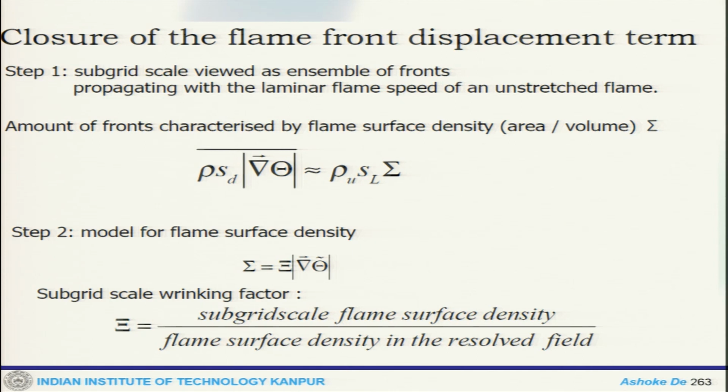Now, closure for this displacement term. So, the subgrid scale can be viewed as an ensemble of fronts propagating with the laminar flame speed of an unstrained flame. So, the amount of the flame fronts characterized by the flame surface density is that rho SD del theta would be equivalent to rho U SL and the surface density. Now, we can model the surface density, which is this factor into delta theta. This is called the subgrid scale wrinkling factor, where the subgrid scale flame front density is divided by the density in the resolved field.